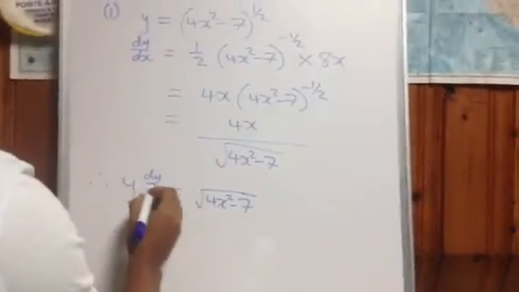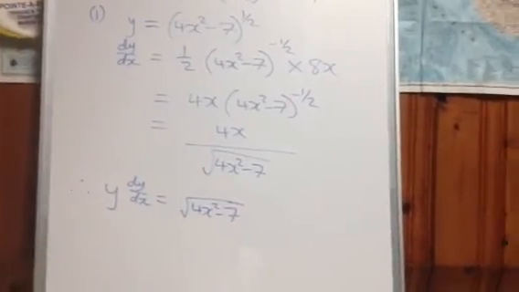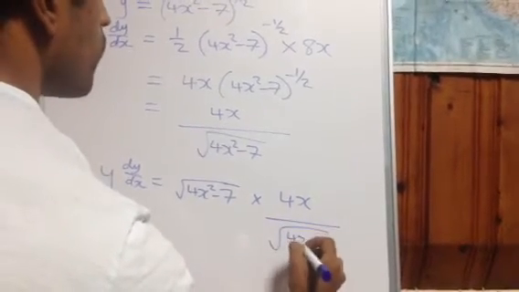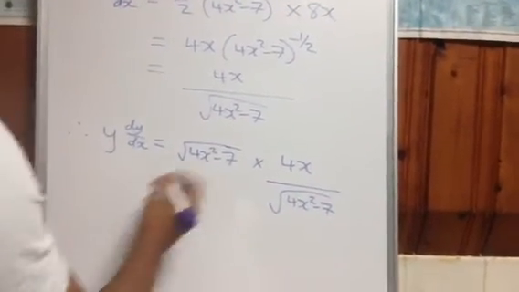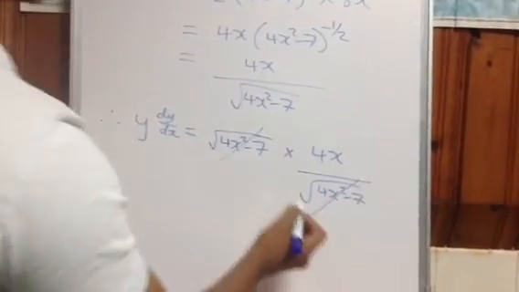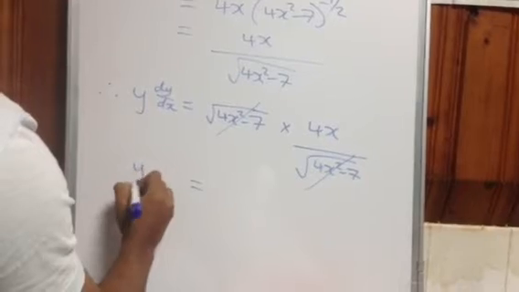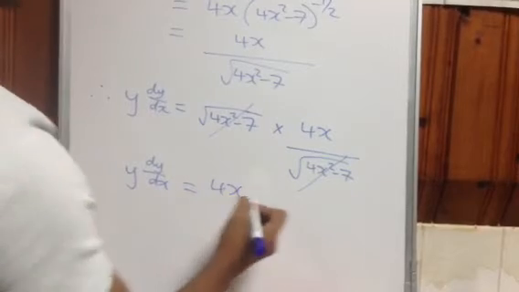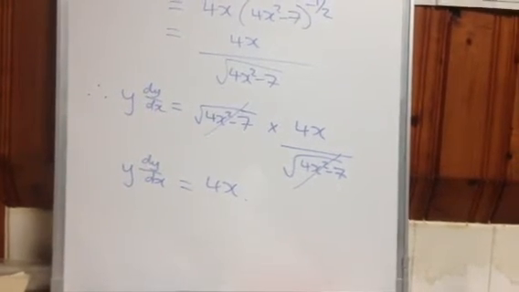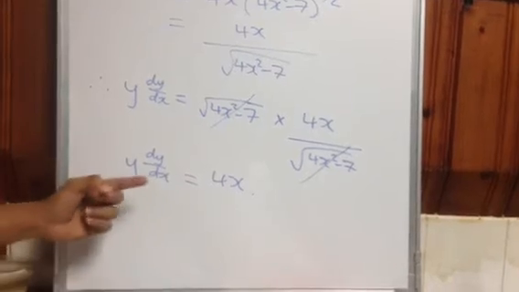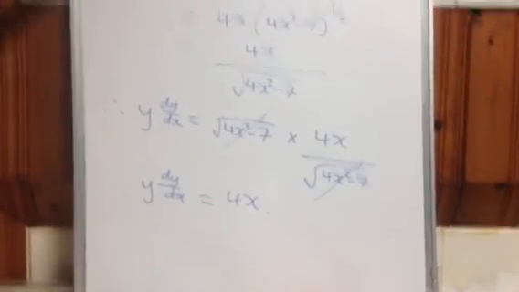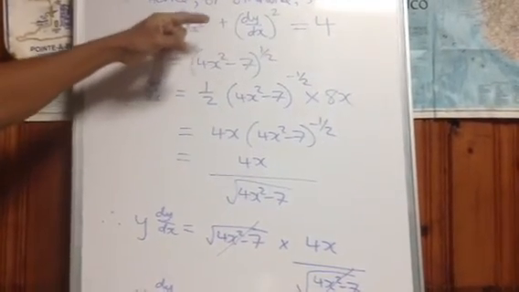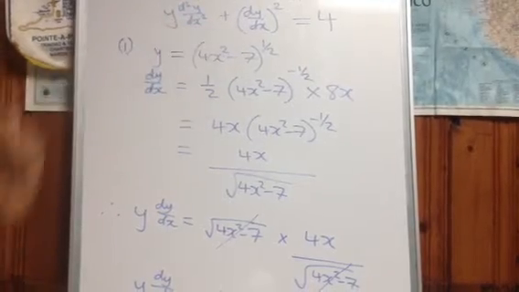So y times dy/dx is equal to the root of 4x squared minus 7 times 4x over the root of 4x squared minus 7. Now these two terms will cancel, and I will end up with y dy/dx being equal to 4x. And that is the solution for part 1. Now we're going to use this to obtain the result that we're trying to show in part 2. That is y d2y/dx2 plus (dy/dx) all squared being equal to 4.